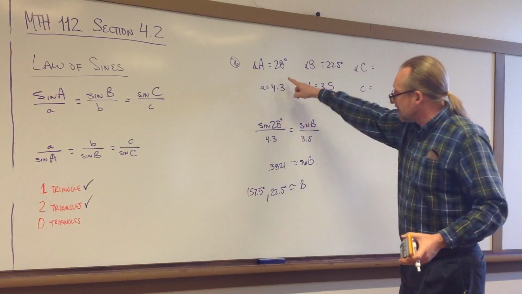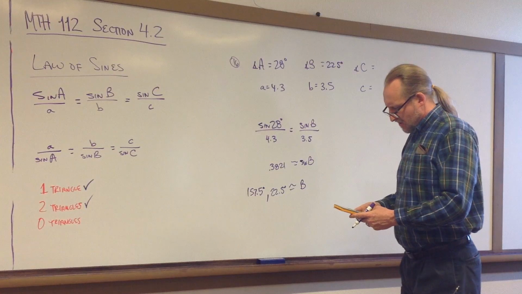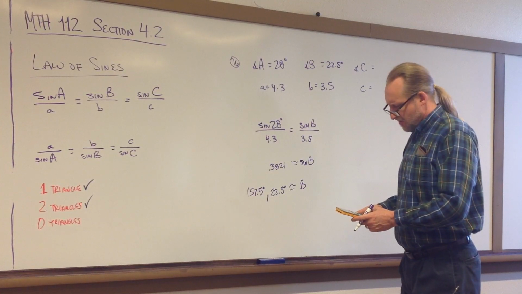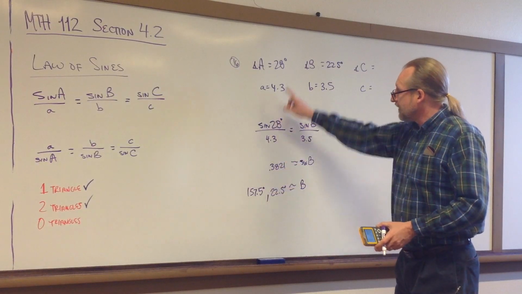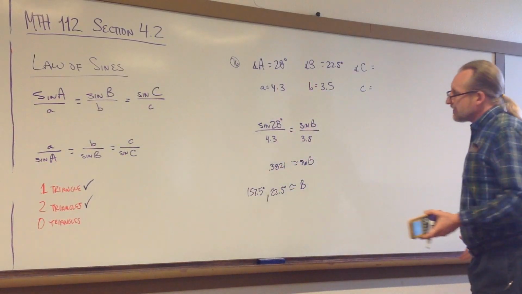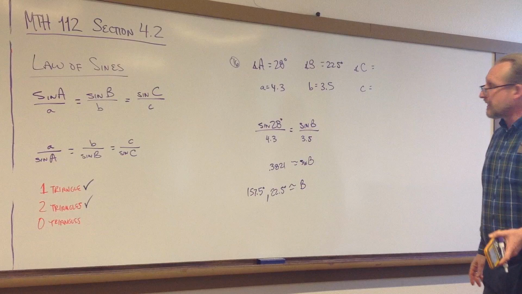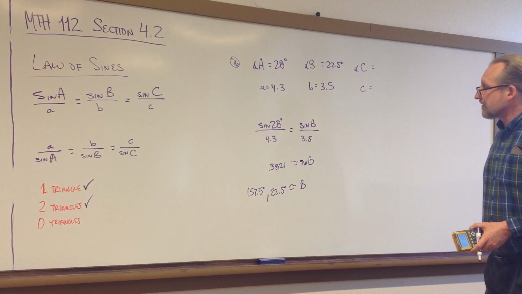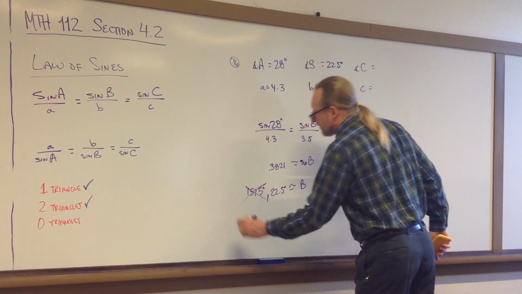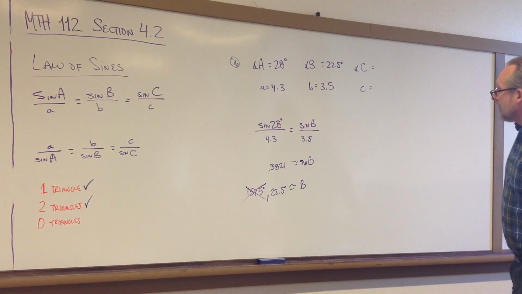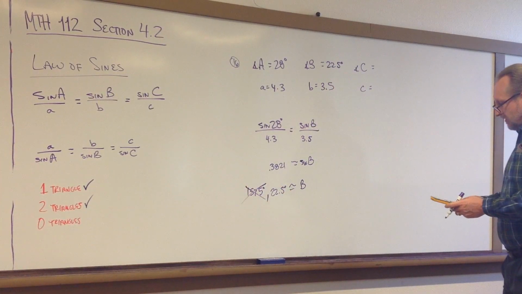Let's see, would that fit into this triangle? No. Too much. 157.5 plus 28 is going to be over 180 degrees. It's going to be 185 degrees or so. Okay, so this one is not possible. All right, so good, that's less work.